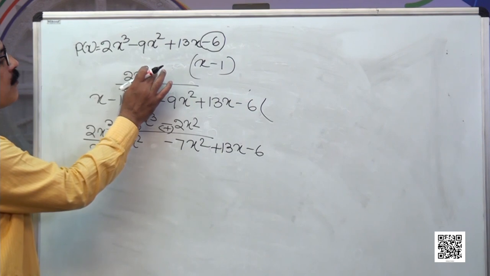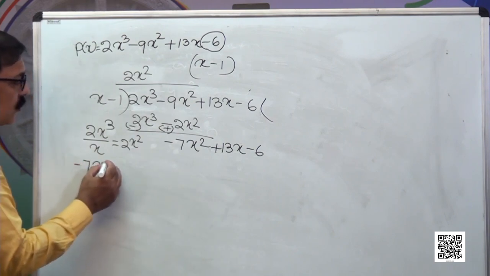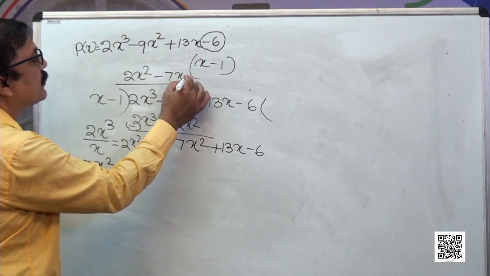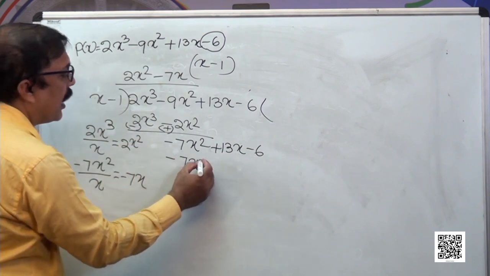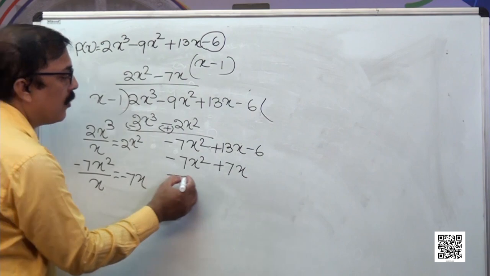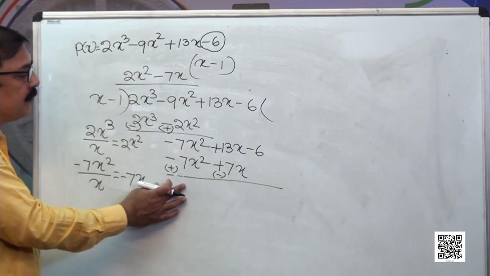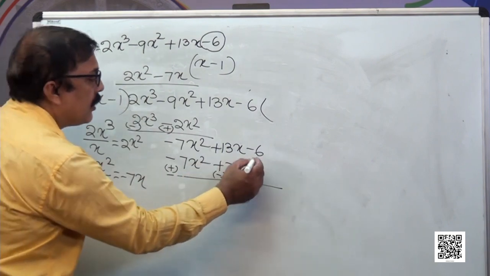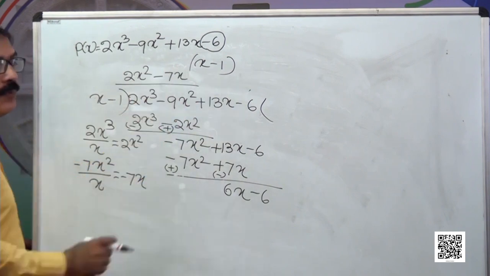So to get the second term of the quotient, we have to divide the first term of this dividend, that is minus 7x square, with x. That gives minus 7x. So minus 7x is the second term of the quotient. So minus 7x into x gives minus 7x square, and minus 7x into minus 1 gives plus 7x. Now change the sign. Minus 7x square plus 7x square is 0, plus 13x minus 7x gives 6x, and here it is minus 6. Now the time for the third term of the quotient.